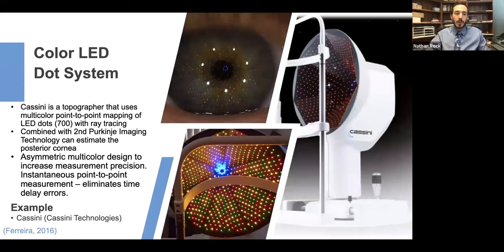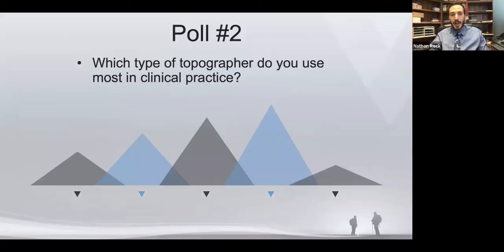There is another corneal topography type that's pretty unique called the color LED dot system. So this topographer uses a point-to-point mapping of 700 dots that are projected onto the cornea. It's similar in some ways then to Placido, but it's by some considered to be a little bit superior because the points can be extrapolated a little bit better than the rings. It can also be combined with Purkinje, and it actually looks at the second image on the posterior cornea to estimate the posterior surface. Not quite as accurately as the prior two devices that measure it, but it is available. Some benefits are the fact that the dots may increase the precision versus the rings once again. And as far as I know, just one example of that one.